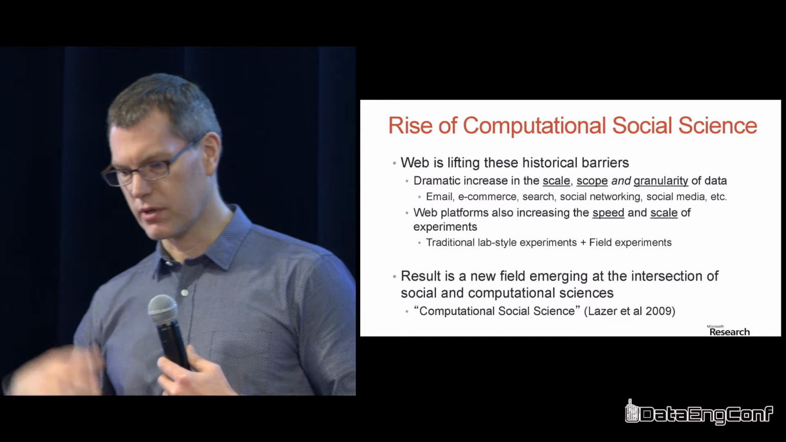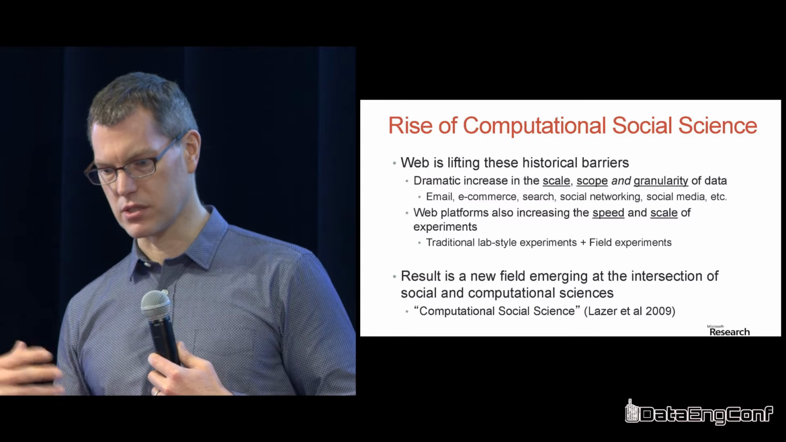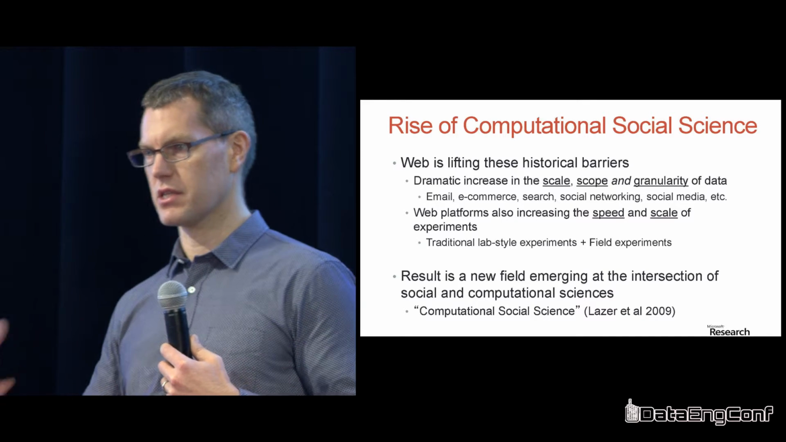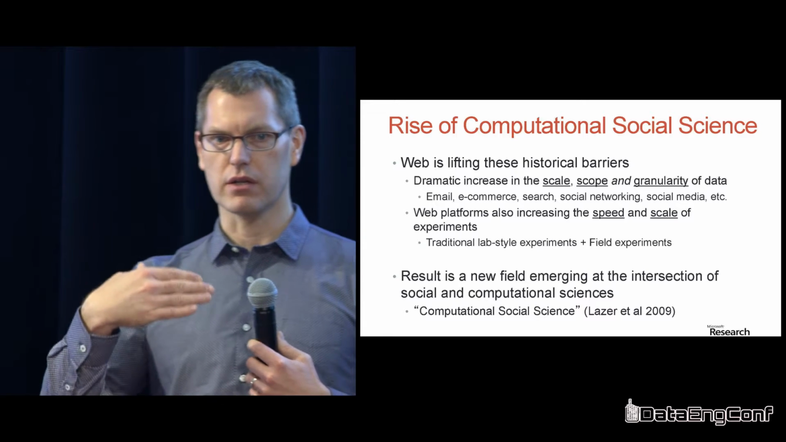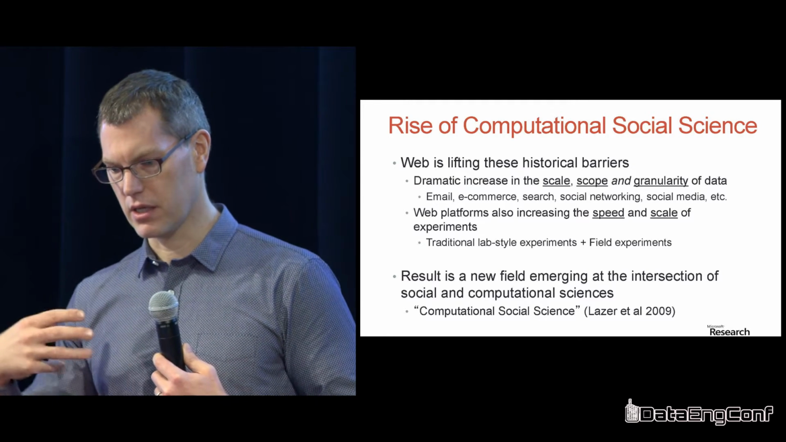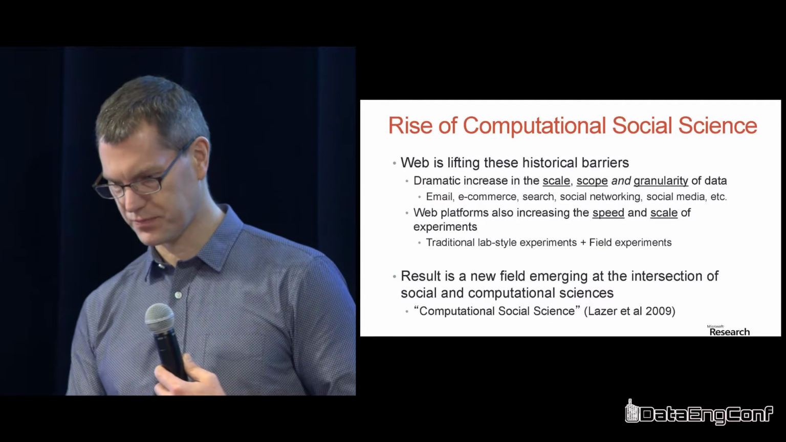And so if you lump all of this together in a very loose sense, this is what we really refer to as computational social science, this intersection of questions that come from the social sciences and methods that come from the computational sciences.